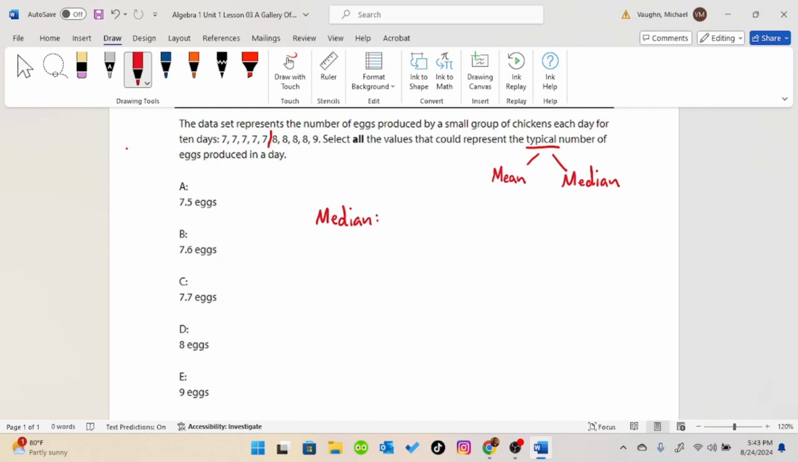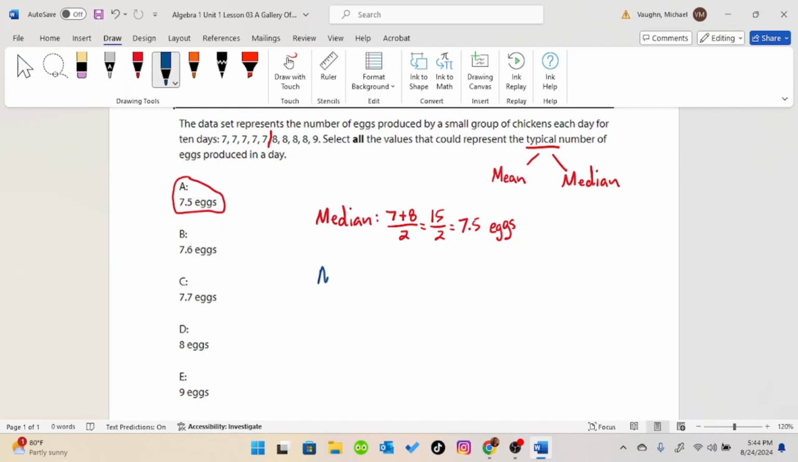Now 5 of the numbers are smaller, 5 of the numbers are larger. Since these two middle numbers are not the same, we need to add them together and divide by 2. 7 plus 8 equals 15, and 15 divided by 2 equals 7.5 eggs. So one possible correct answer is choice A if we want to use the median as the typical number.